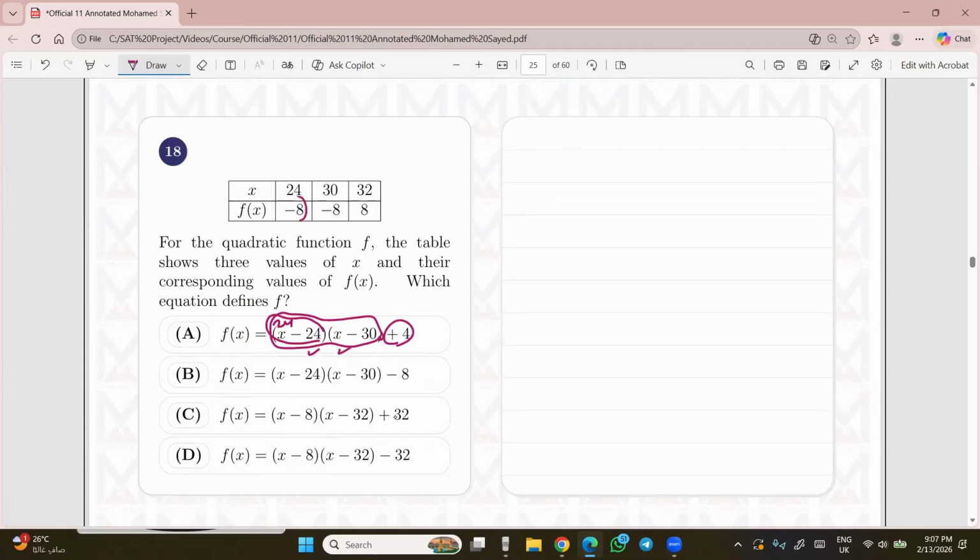Is 24 associated with 4? No, it's negative 8. So A is incorrect. This is how to back solve. 24 minus 24 is 0. 0 cancels all of this. So the answer is negative 8. So maybe this is correct.